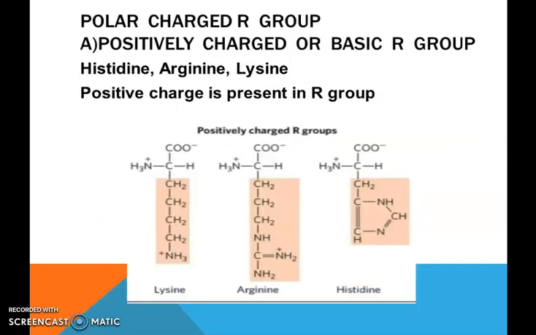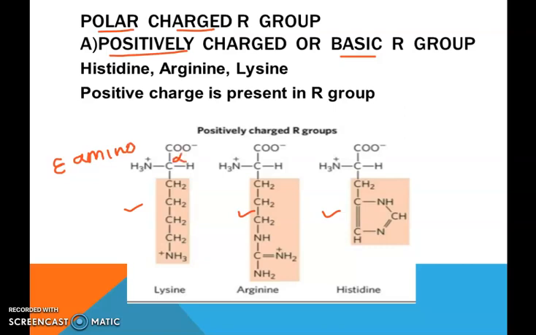Now, amino acids containing a polar charged R group are further classified as positively charged or basic R group, and negatively charged or acidic R group. What are the amino acids included in this group? They are lysine, arginine, histidine. Here lysine has an epsilon amino group. Why is it termed the epsilon amino group?